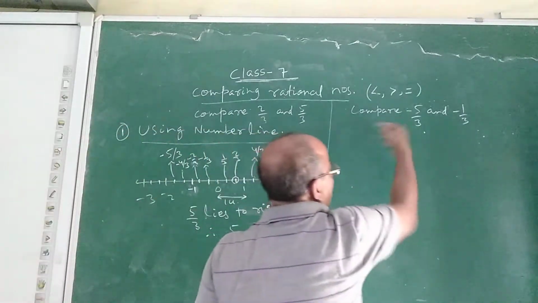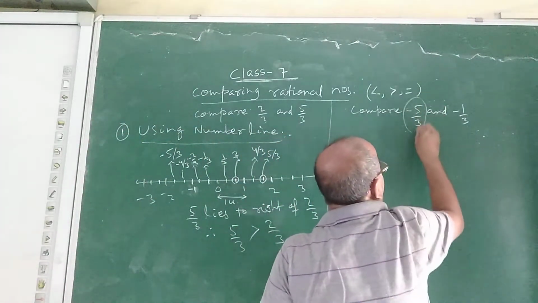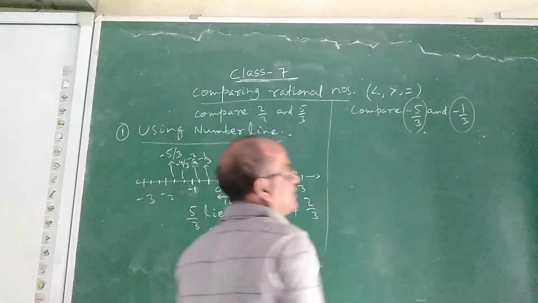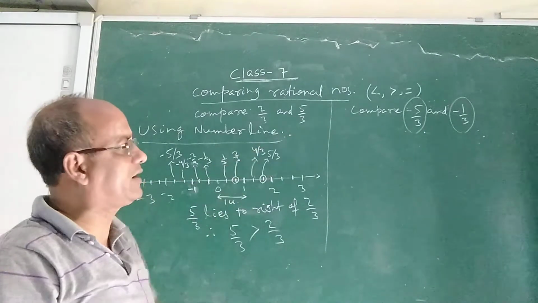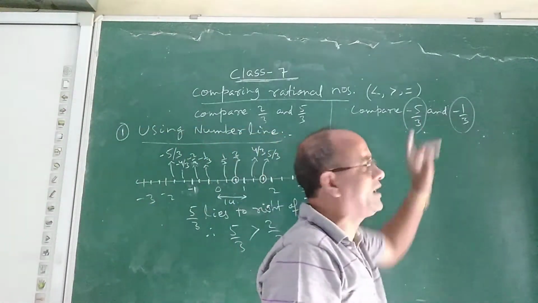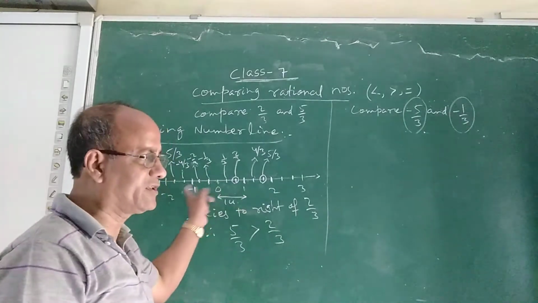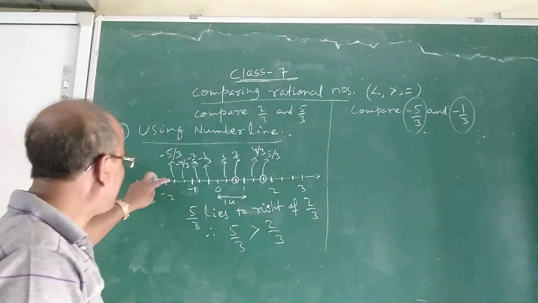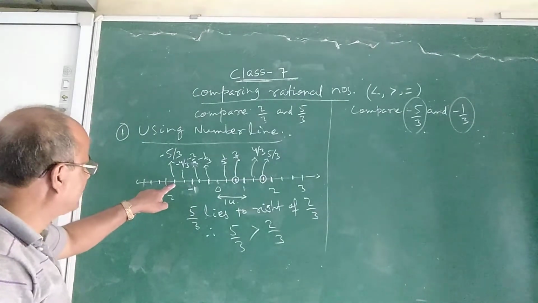Now let us see this one. Let us compare another question. Suppose you are given to compare minus 5 by 3 and minus 1 by 3, using the same number line. Using the number line, how will you compare them? Already I have drawn the number line. You see, this point shows minus 5 by 3.